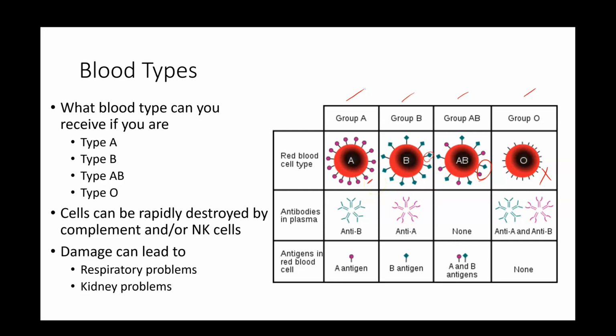Now, if you're very lucky and you have type AB blood, you don't have antibodies to either A or B because you have both of them, right? You recognize both as self. People who are type AB are called universal acceptors, universal recipients, because they can accept any type of blood. They can accept all four types of blood if they need a blood transfusion, because they don't have antibodies to any of them.